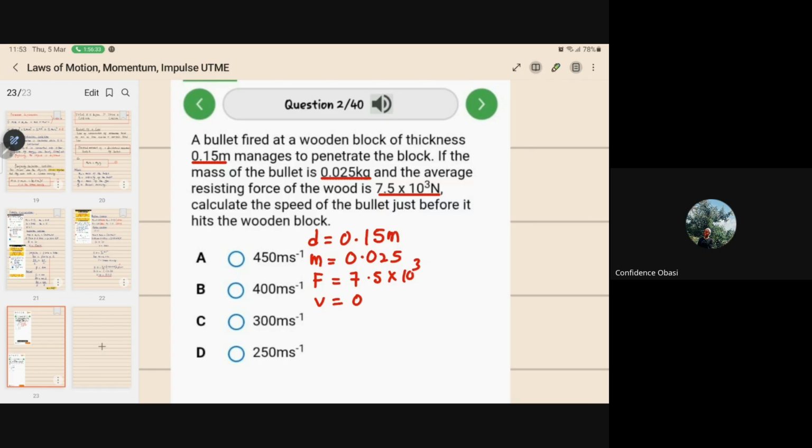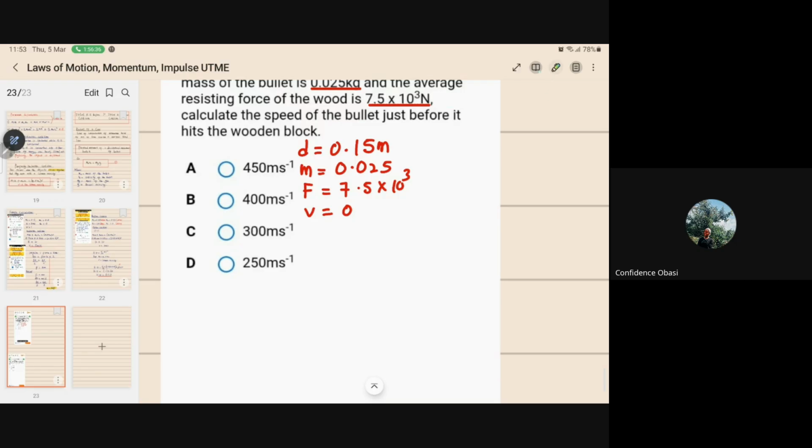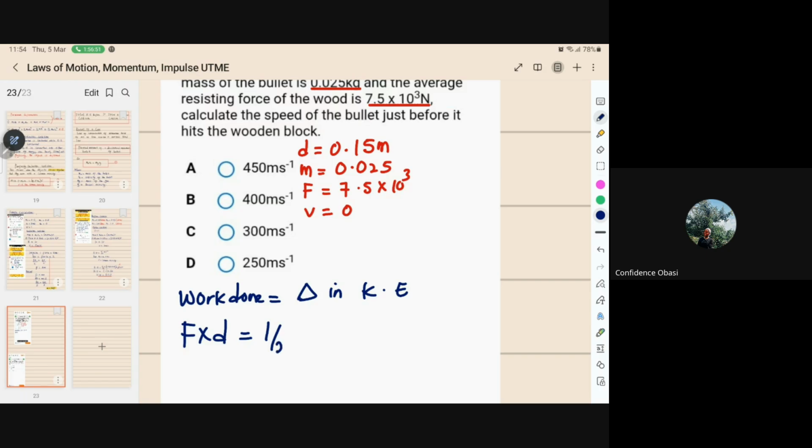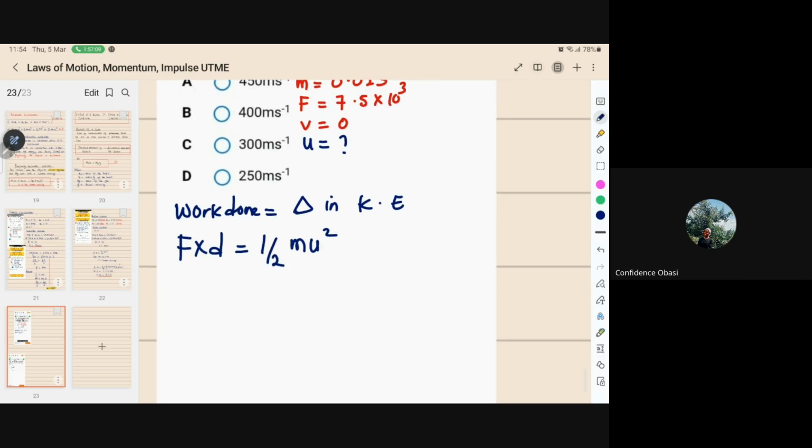Now, this is a topic we call the work energy principle. It's not the same thing as what we did earlier, but take note. Work done is equal to change in kinetic energy. Remember that work done is force times distance, which is equal to half m v squared. We're going to use u squared because the final velocity is 0, and they gave me the value of v; u is what I'm looking for. Are we together?